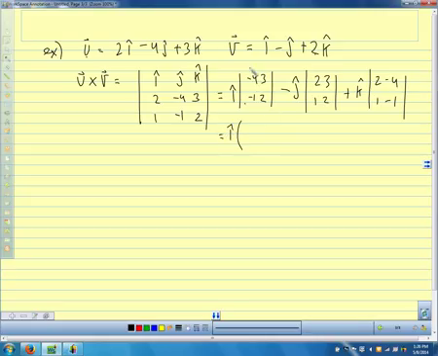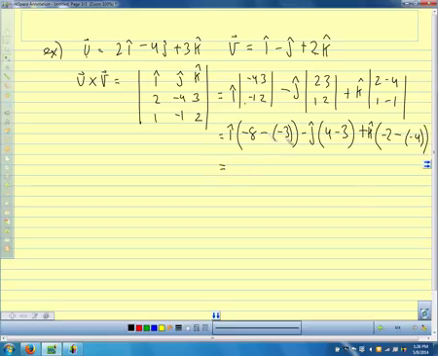So that's going to be i hat times, multiply these two, negative 8 minus, and multiply those two, negative 3. Minus j hat, multiply these two, 4 minus, multiply those two, 3. Plus k hat, multiply these two, negative 2 minus, multiply those two, negative 4. So we get negative 8 plus 3 is negative 5 i hat, minus 4 minus 3 is 1 j hat, and negative 2 plus 4 is plus 2 k hat. All right, questions there?